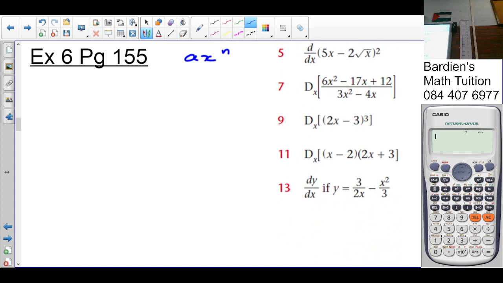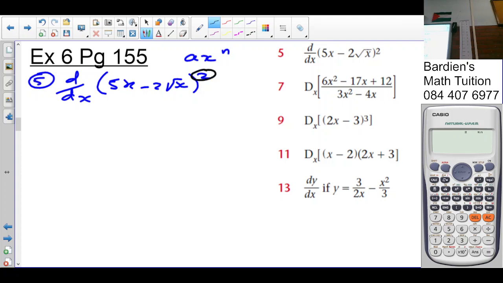Number 5. You got d of x, the derivative with respect to x, of 5x minus 2 root x squared. Is that in the form of ax to the exponent n? No. It's not in that form. So, we must get it in that form. Okay, so I'm going to apply the binomial square rule. People, if you don't know how to apply the binomial square rule, write the sum out twice and multiply it.